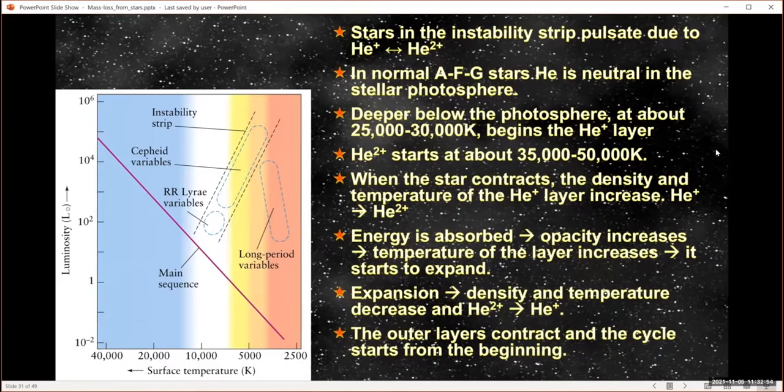So why is pulsation important? Well, as it pulsates, you have the surface of the star moving in and out. So you're adding to the thermal velocity of the atoms with the motion of the surface of the star.